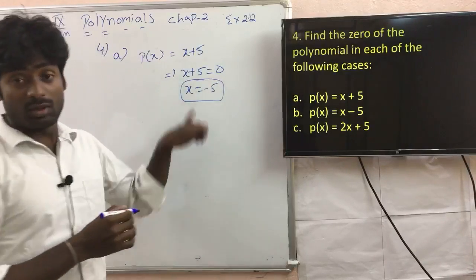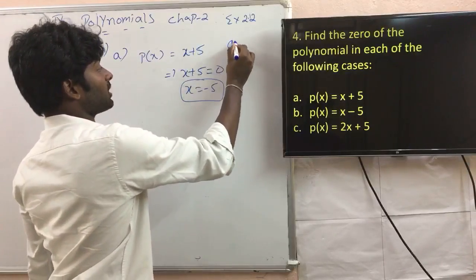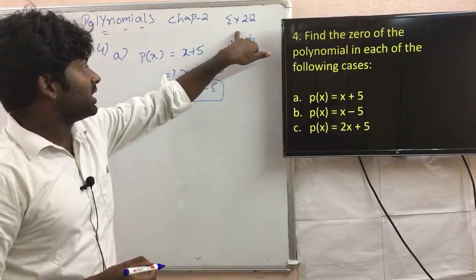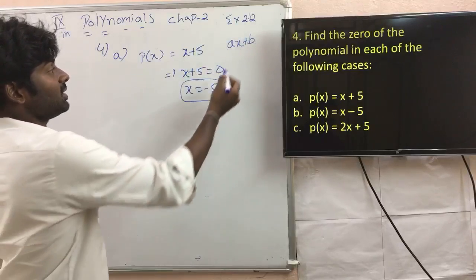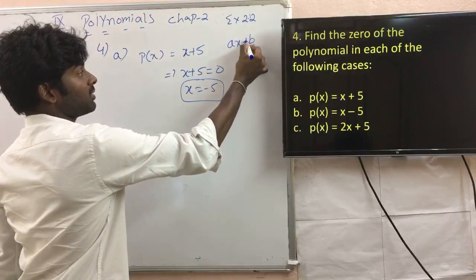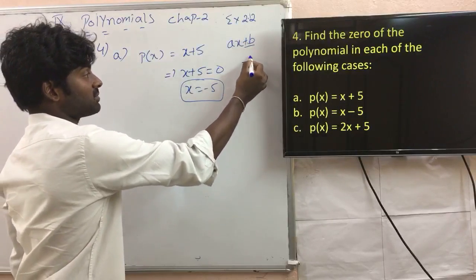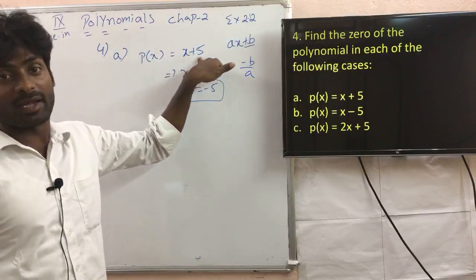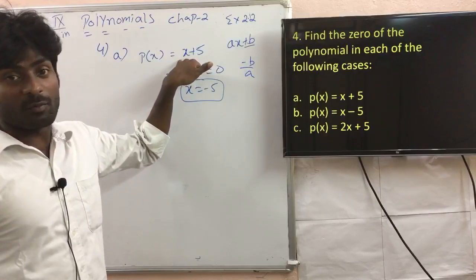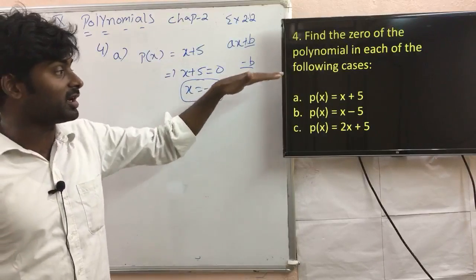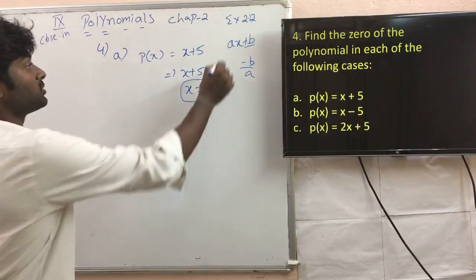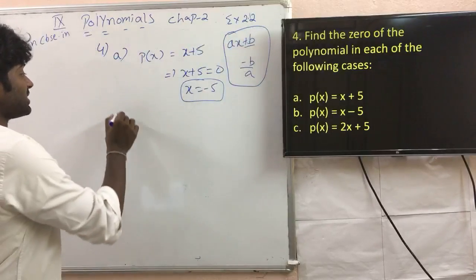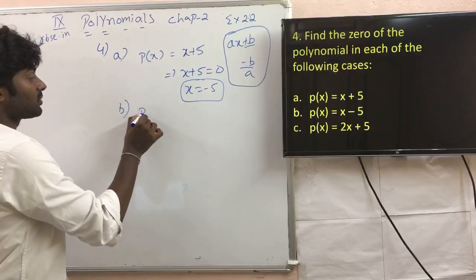I already told you, whenever it is a linear polynomial in standard form, see the constant term. If it is plus, you have to write minus b by a. So for plus 5 you will have minus 5 divided by 1. Obviously it is minus 5. On seeing them you can directly get the answers, without equating to 0.